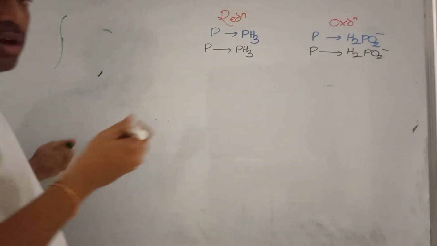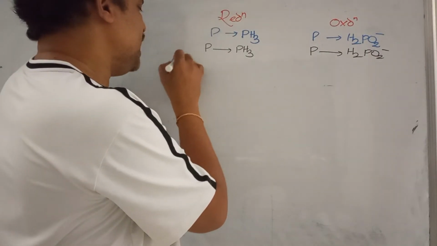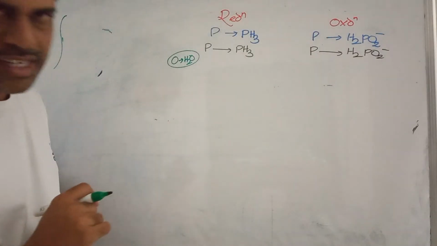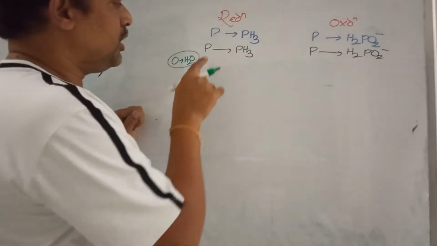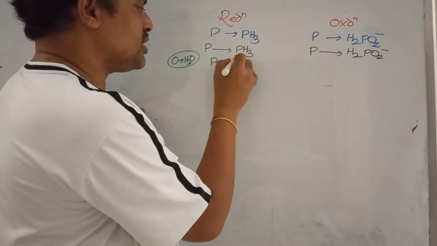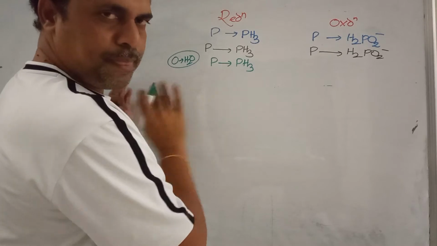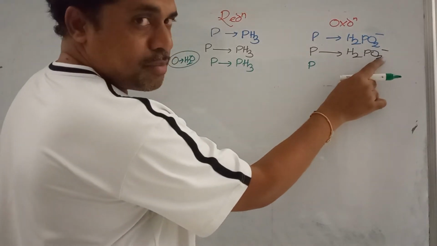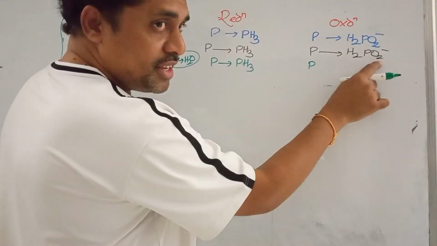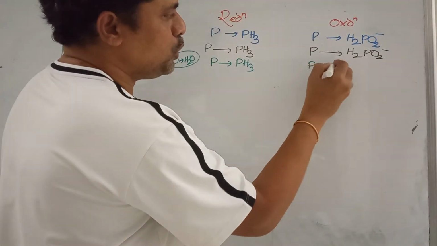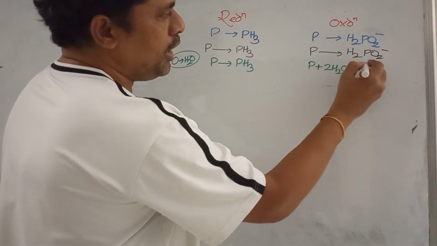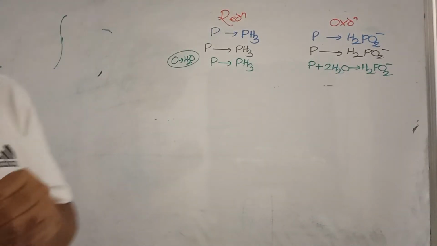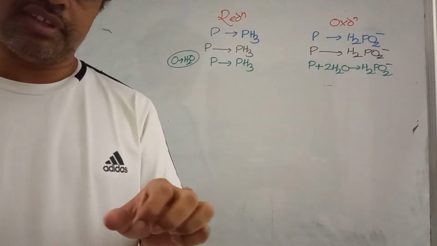Next step, oxygens. If oxygens are short, you need to add water. It is very similar to the acidic medium method. In the reduction case, there is no question of oxygens, so keep as it is, no changes. In this case, two oxygens are present in H2PO2 minus, so you need to add 2 H2O.